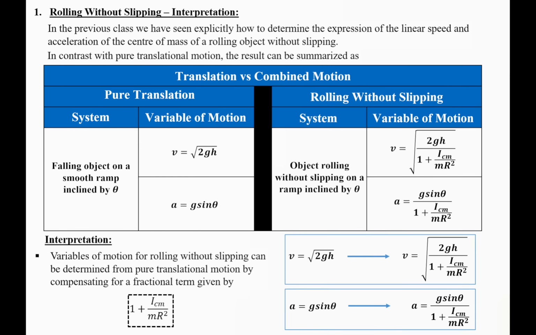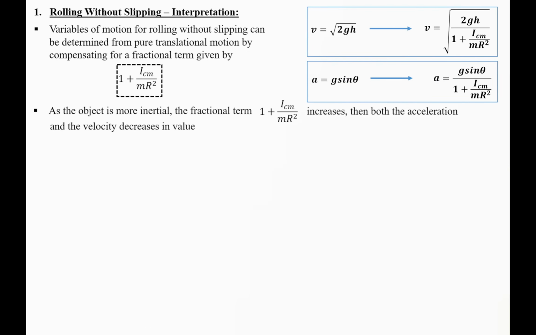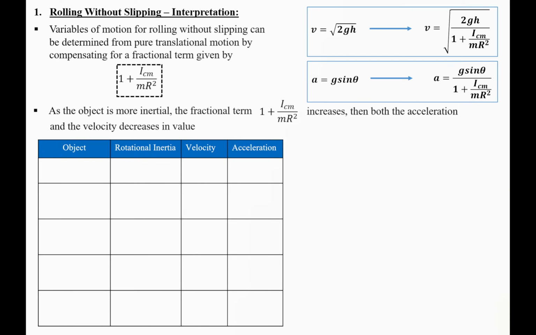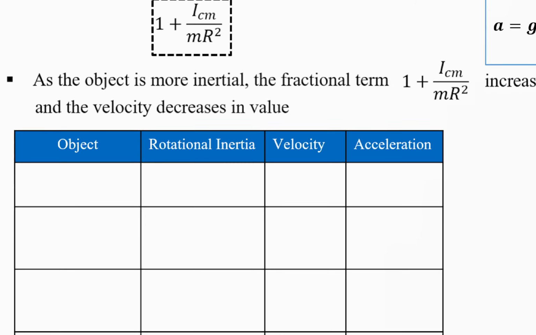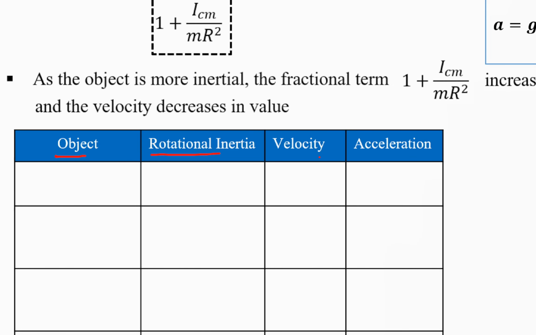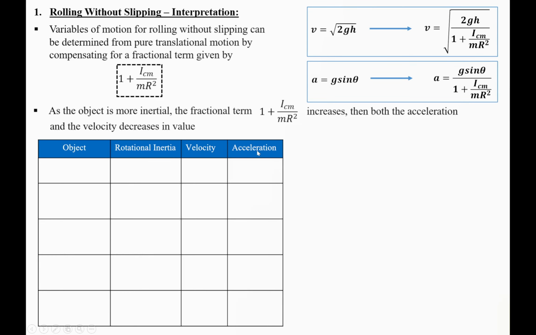Similarly for the acceleration. As the object is more inertial, the fractional term, which is given by 1 plus I_CM over mr square, increases, then both the acceleration and the velocity decrease in value. Now here, let's investigate the following table. So in the first row we have the object that we will discuss, rotational inertia, velocity, and acceleration.